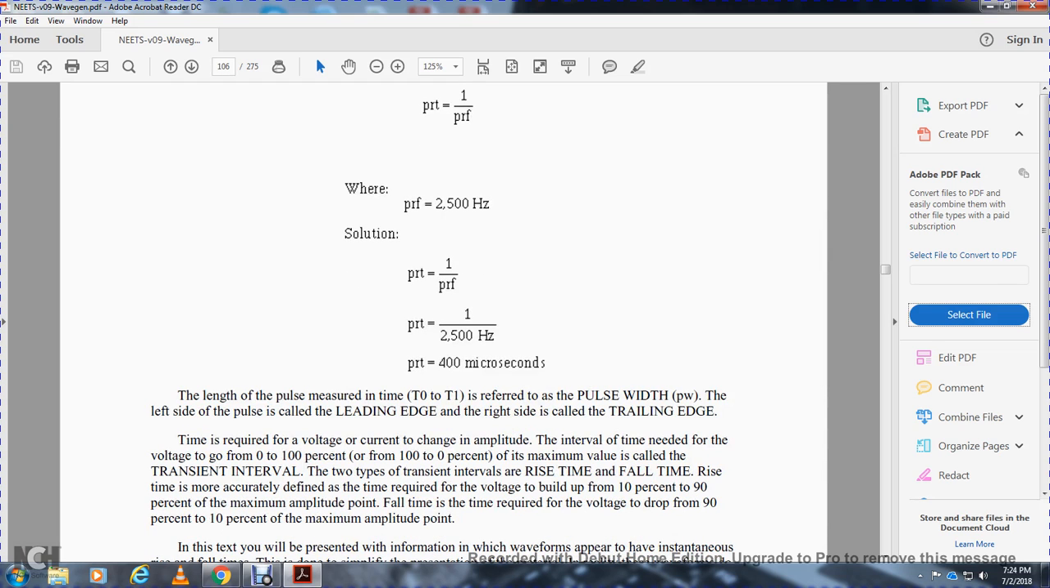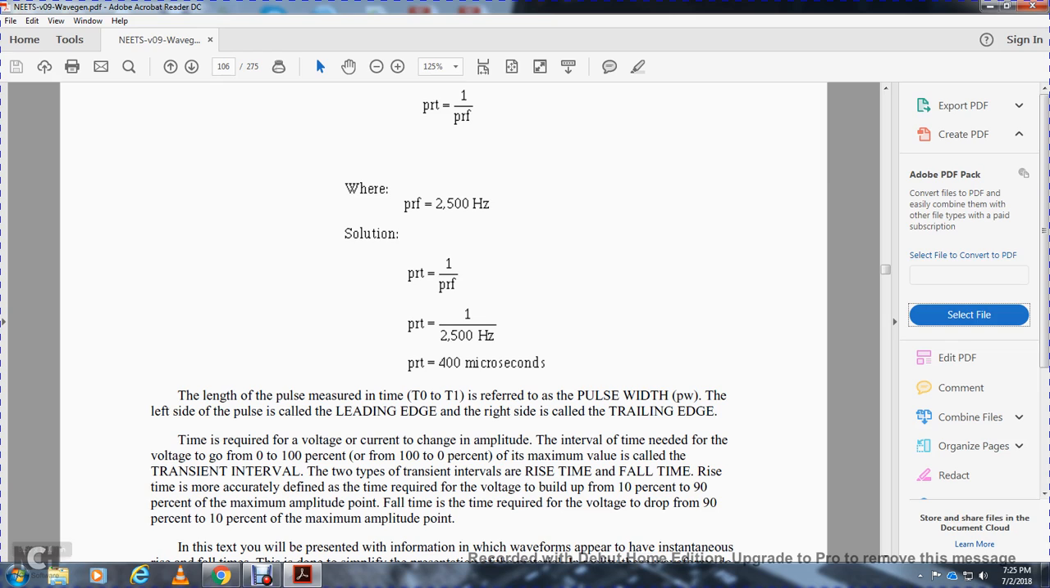The length of the pulse is measured in time. The time interval between 0 and 1 is referred to as pulse width. The left side of the pulse is called the leading edge. The right side is called the trailing edge. The time required for the voltage to change in amplitude, going from 0 to 100%, or from 100% to 0% of the maximum value, is called the transition interval.